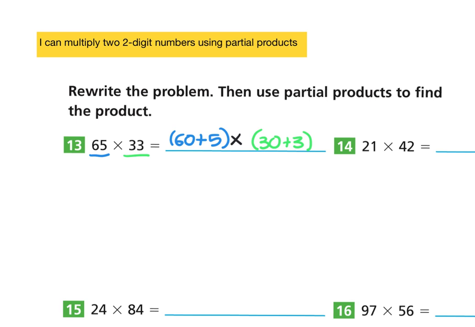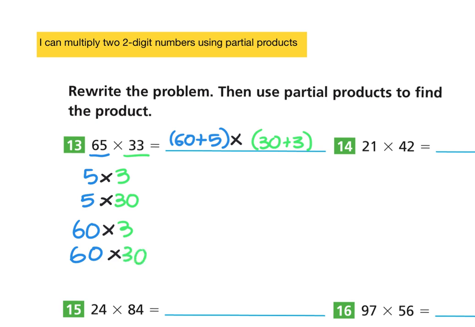So let's start with our 5 in 65. We are going to multiply that 5 by the 3 in 33. All right, and then we are going to multiply the 5 times the 30. So now the 5 is done. I multiplied it by both numbers in 33. And so I'm going to move to the 60. So we're going to take 60 and we want to multiply that by the 3. And then also take the 60 and multiply that by the 30.